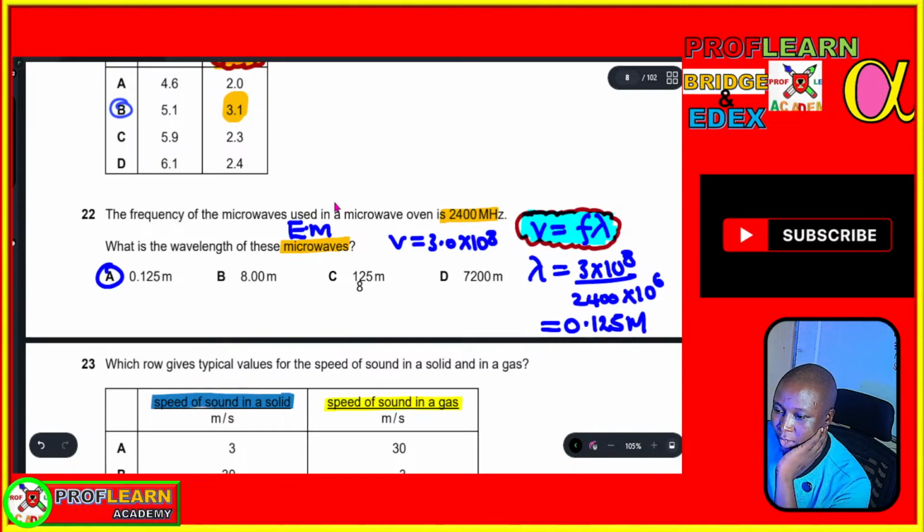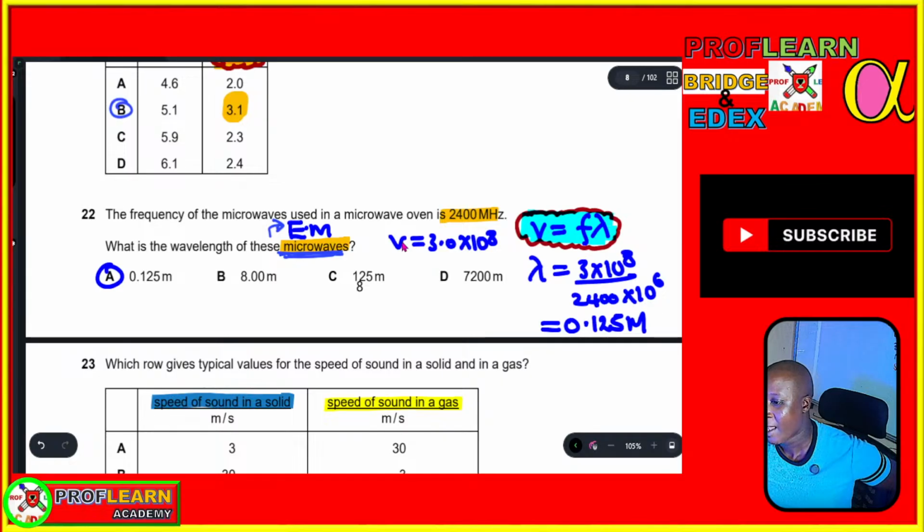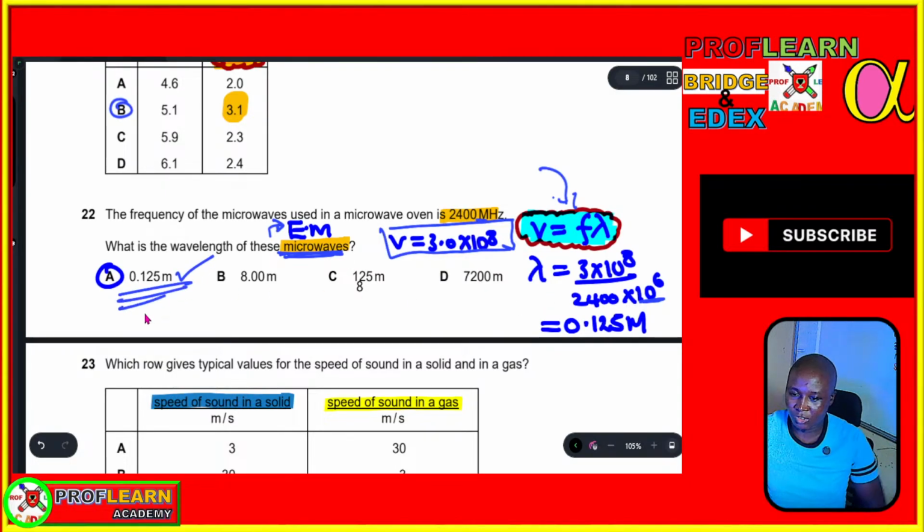The frequency of a microwave used is 2400 megahertz. What is the wavelength? The only thing you are supposed to remember here is that a microwave is an electromagnetic wave, and it travels at the speed of light, which is 3.0 times 10 raised to power 8. Then you shall use the wave equation. Our wavelength will be speed over frequency, but this frequency is in megahertz, so we shall multiply that by 10 power 6, and if you work it out, you are going to get our answer, 0.125 meters, and the answer is A.